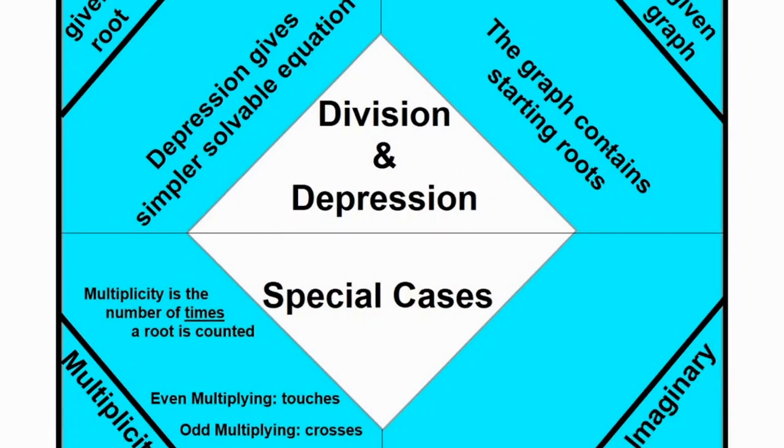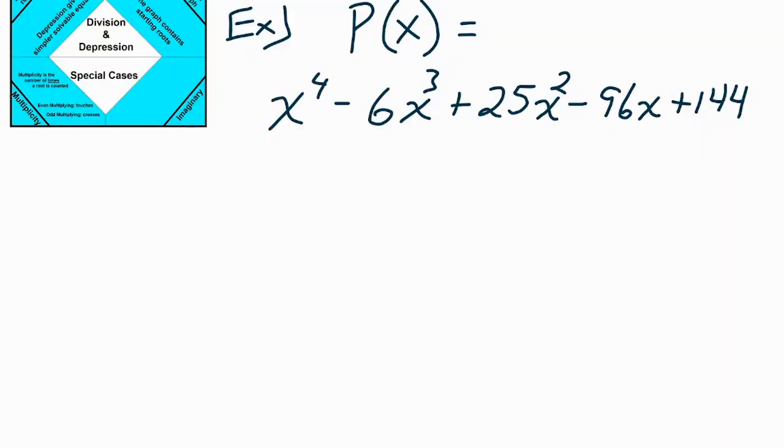You ready to look at the imaginary special case? Now, don't let the word imaginary get you all worked up. Basically, it's just going to be the case that we're going to end up with some imaginary numbers. You actually already saw a problem like this. Let's just look at another one so that you can get kind of comfortable. Okay, so here's a polynomial. You can just put it into this last space here. x to the 4th minus 6x cubed plus 25x squared minus 96x plus 144.